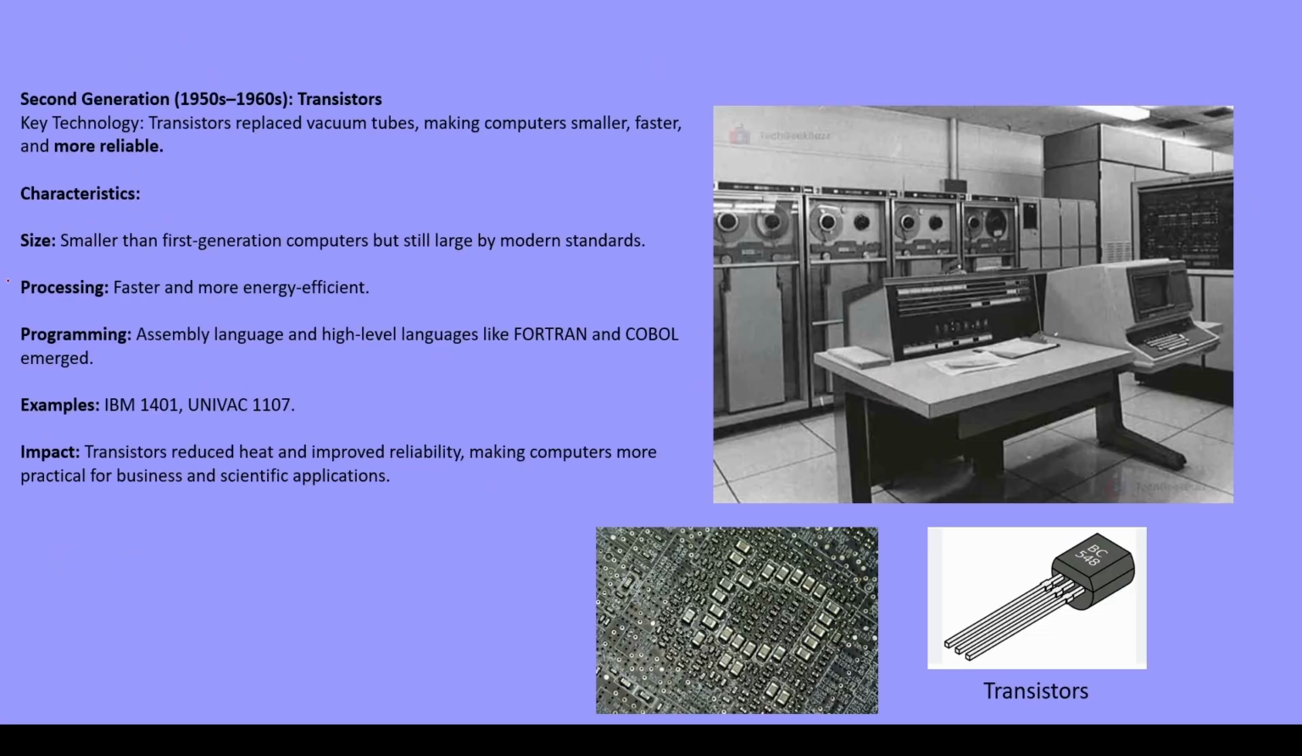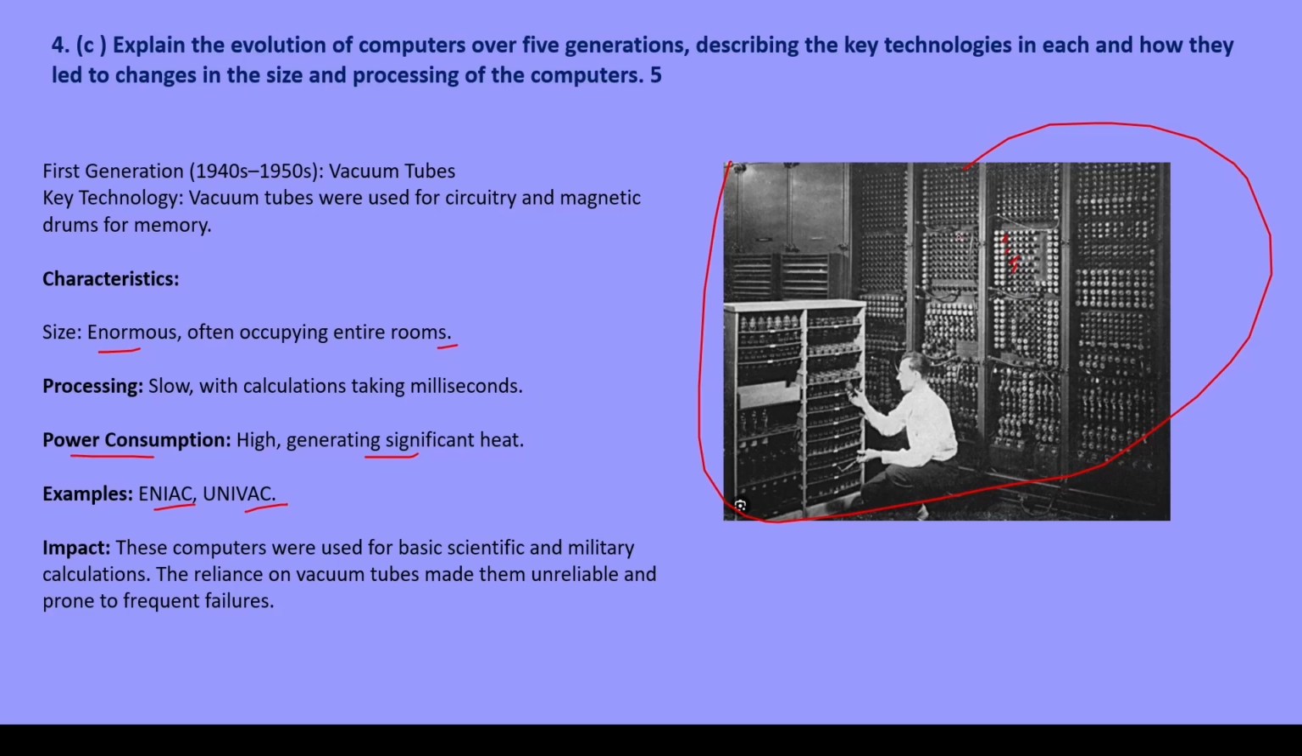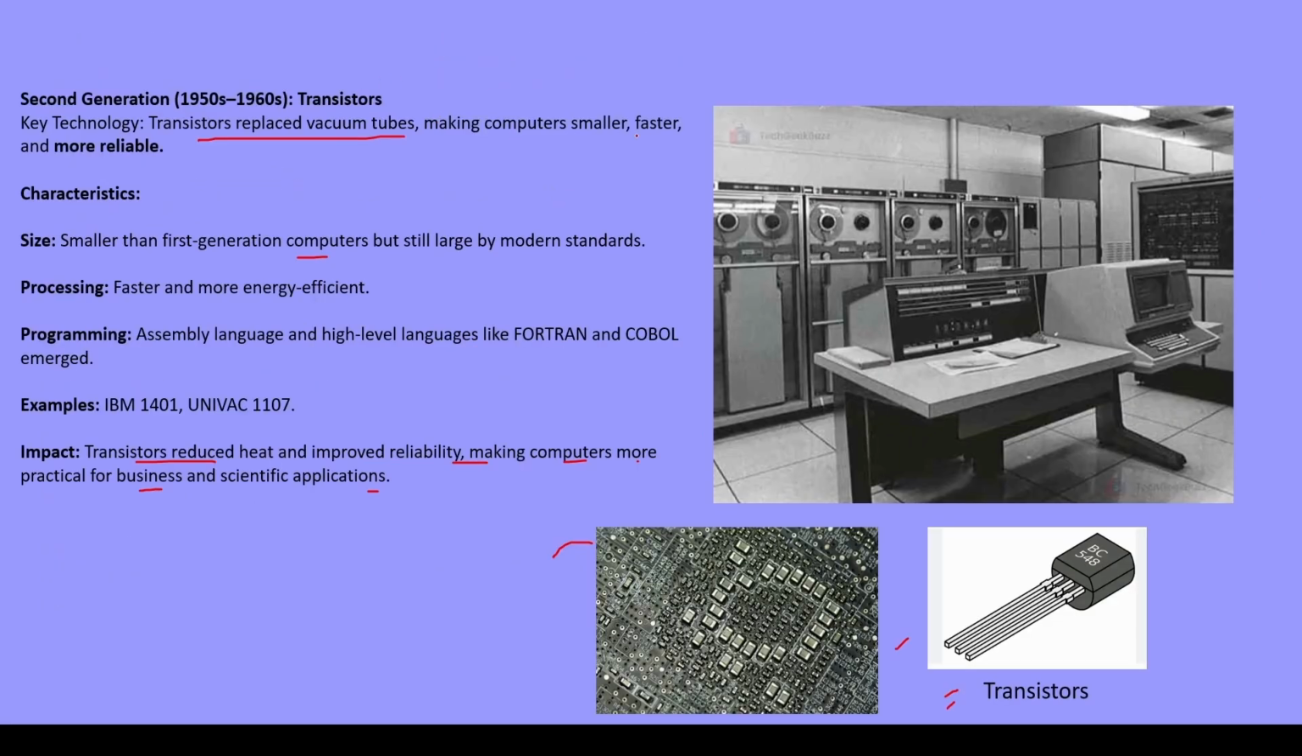Now move to 2nd generation. 2nd generation is the transistor. Transistors, as you can see, are smaller than 1st generation computers. We know about assembly language, very hard, but this is a low-level language, but we can know about that. How does it work? Transistors reduce heat, improve reliability, making computers more practical for business and scientific applications. Now here, as you can see, the key points: transistors replaced vacuum tubes. As you can see, vacuum tubes were replaced in the computer, making it smaller and faster.